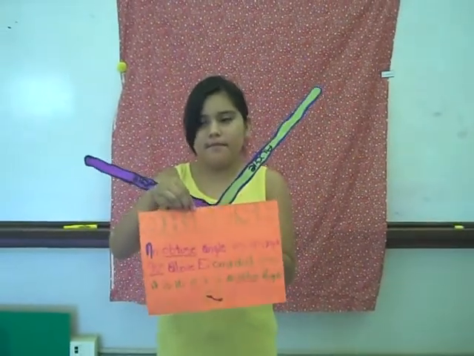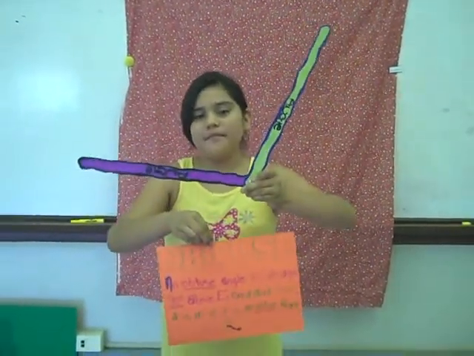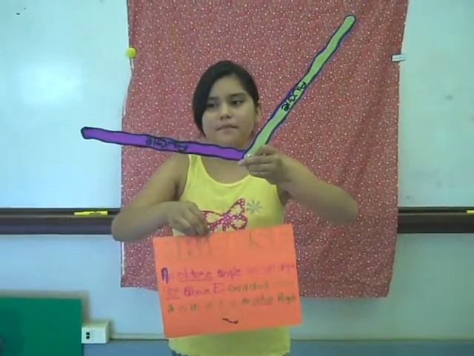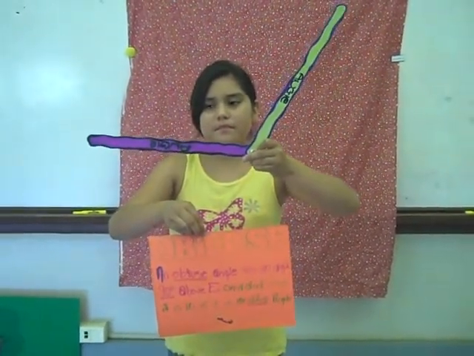Obtuse. An obtuse angle is an angle above 90 degrees. Example, a clock when it is 10:15 is an obtuse angle.